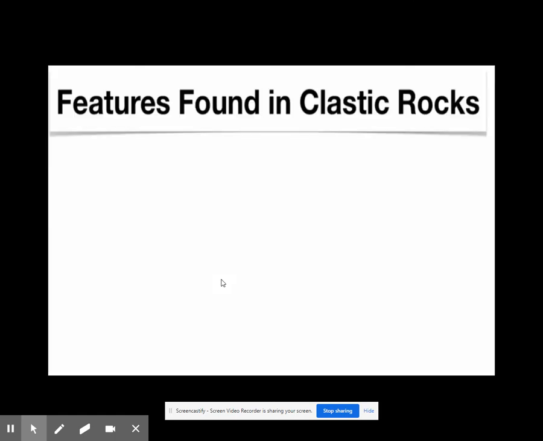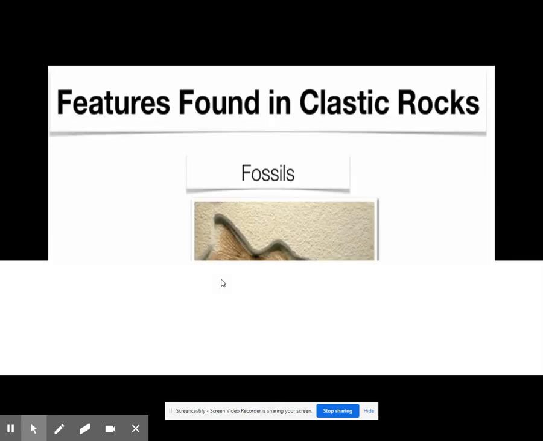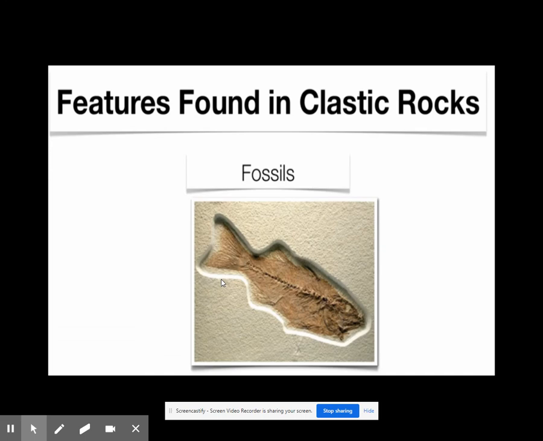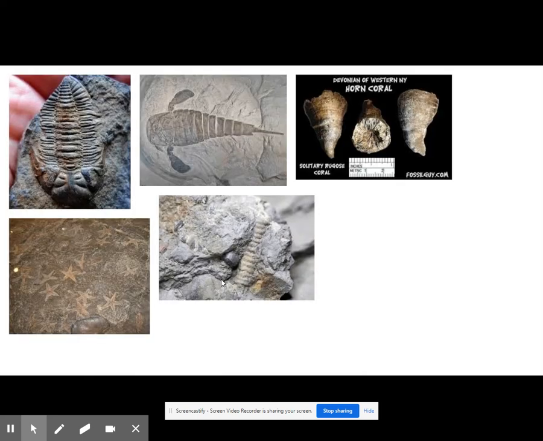So what are some features we find in these clastic rocks? Well, one of them is fossils. Because clastic rocks form in the ocean, many times organisms, whether they're dead or decaying or alive, might be buried in the sand. And if they are killed there, their remains can be preserved or replaced by other minerals, and we can get a whole slew of fossils.